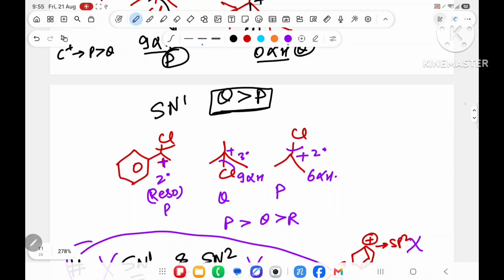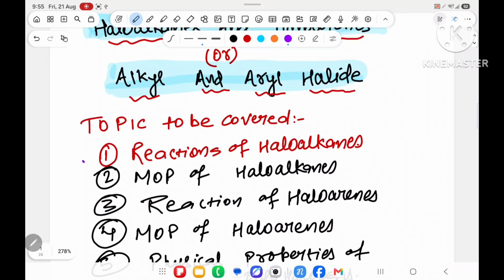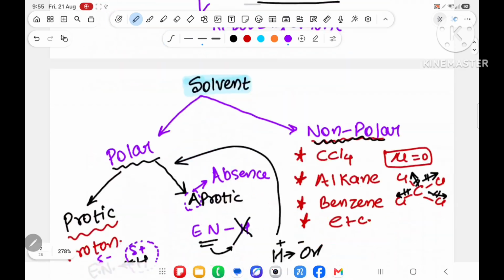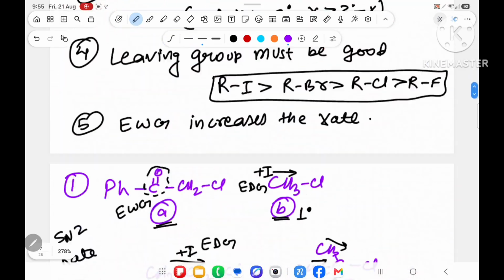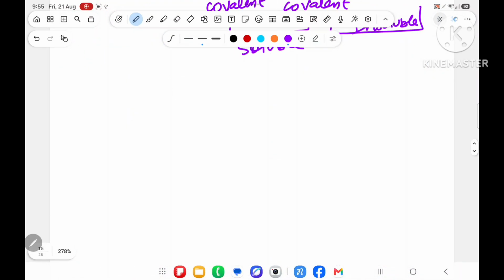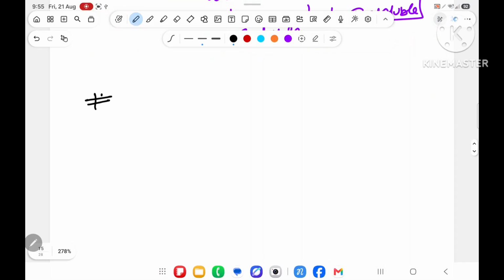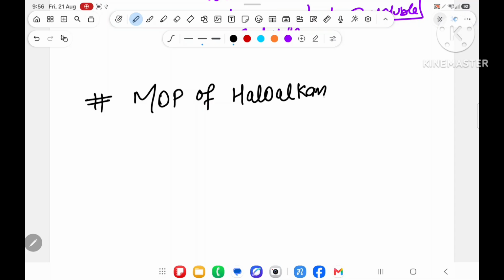When I started in the beginning, I said that first I will dictate the reactions of haloalkanes, which are completed. Now we are going to see the method of preparation of haloalkanes, then reactions of haloarenes and the method of preparation of haloarenes. Very small topic, don't worry, because I have already covered hydrocarbons in detail. Now we are going to see the next part of the topic, that is called method of preparation of haloalkanes.